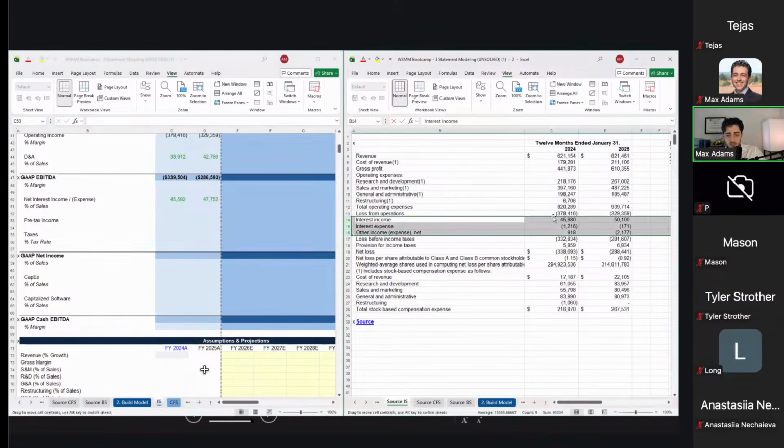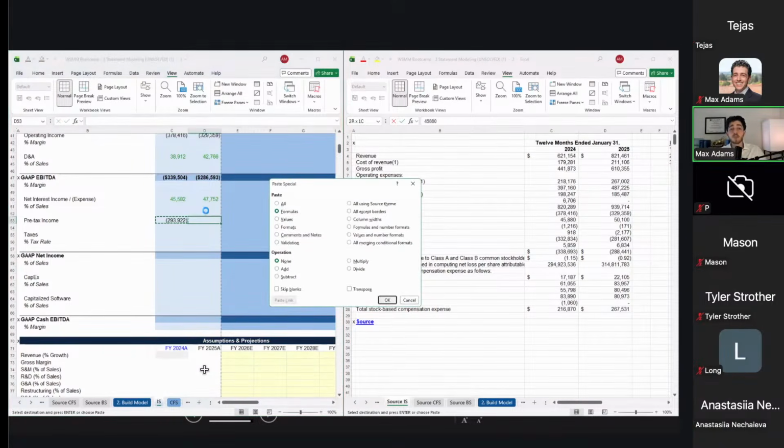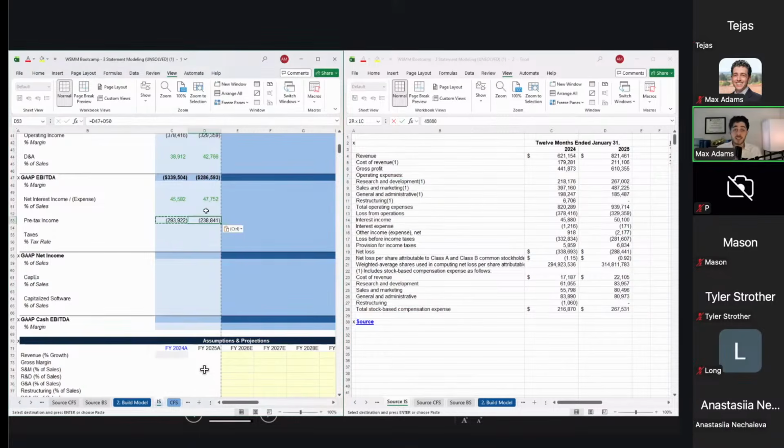Now, can anyone tell me why net interest income is greater than net interest expense, if you had to guess? Feel free to come off mute. Why would a company have more interest income than expense? Yeah, Anastasia, I see that you came off mute. Yeah, they have a large excess of cash or they have investments that they earn interest income on, and it's higher than the interest they pay. Yes, exactly. Nice job on that, Anastasia.